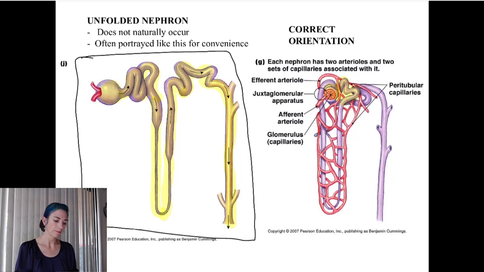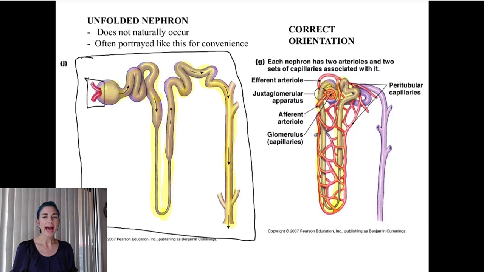Proximal tubule, descending loop of Henle. Now, what we would expect is that the ascending loop of Henle would go this way, but notice it goes the other way instead. Ascending loop of Henle comes back around and seems to split those two blood vessels that we see right over here.